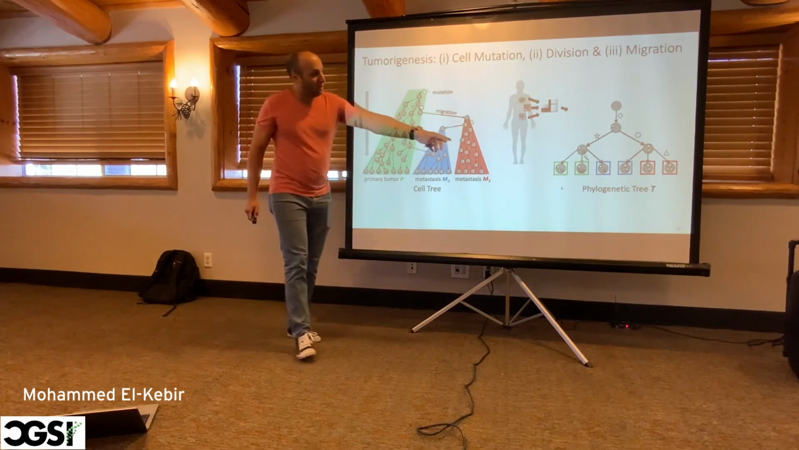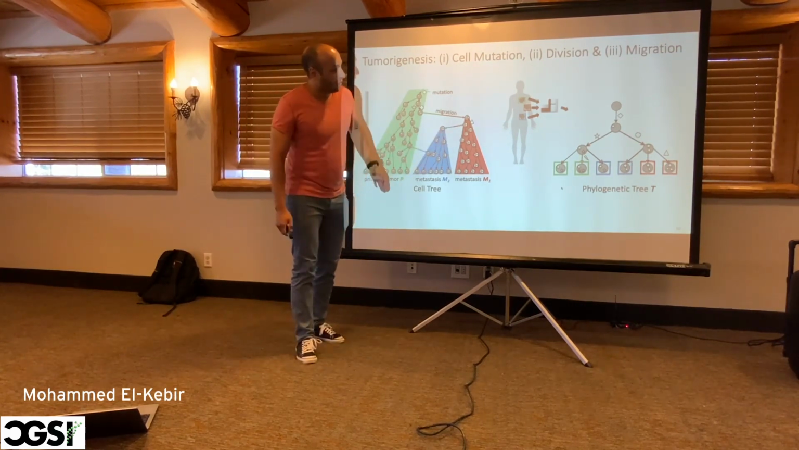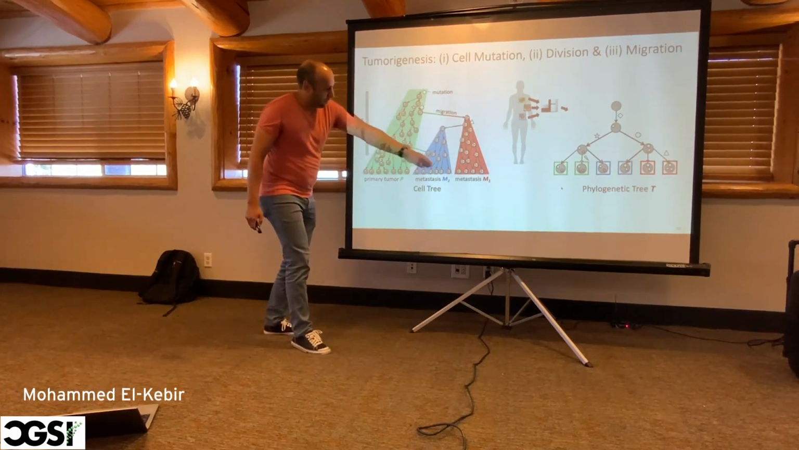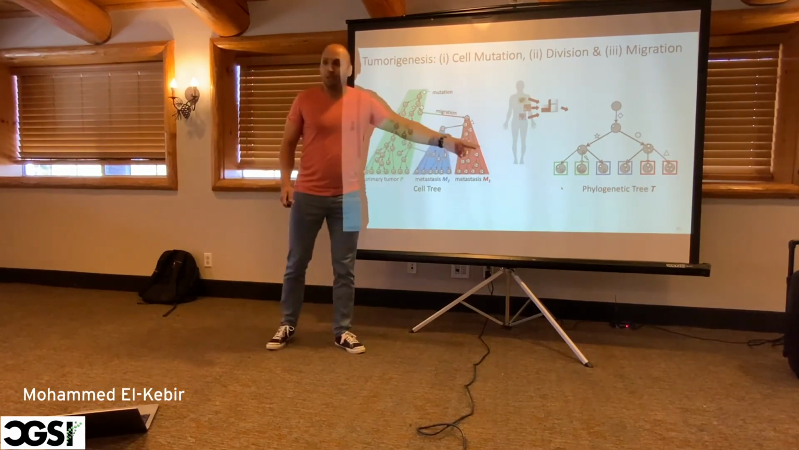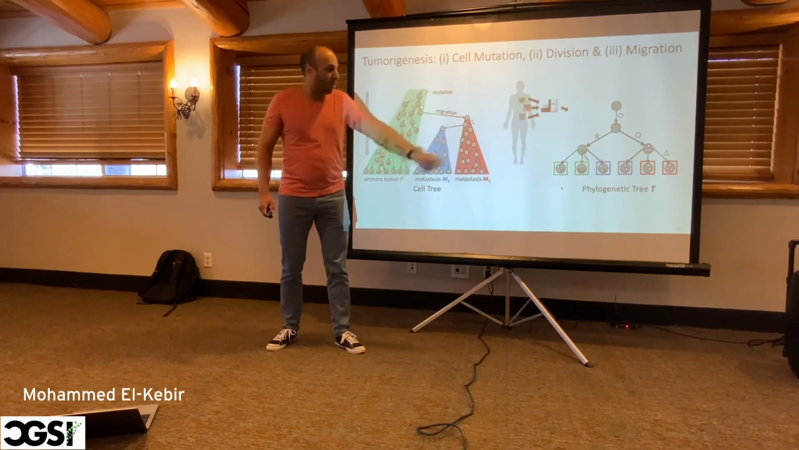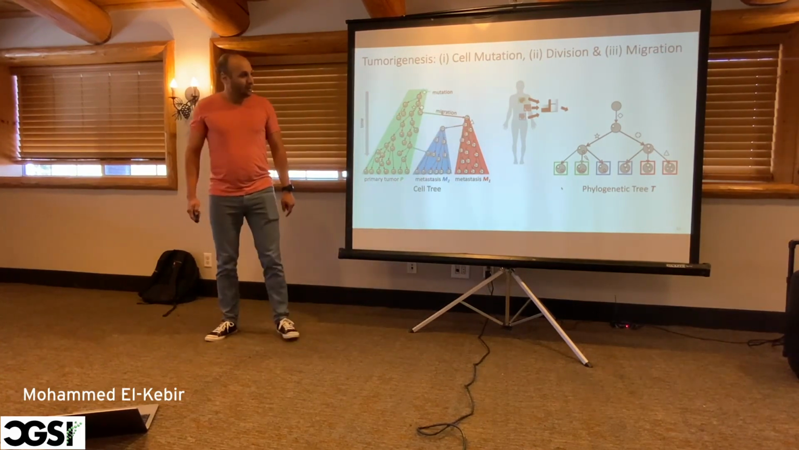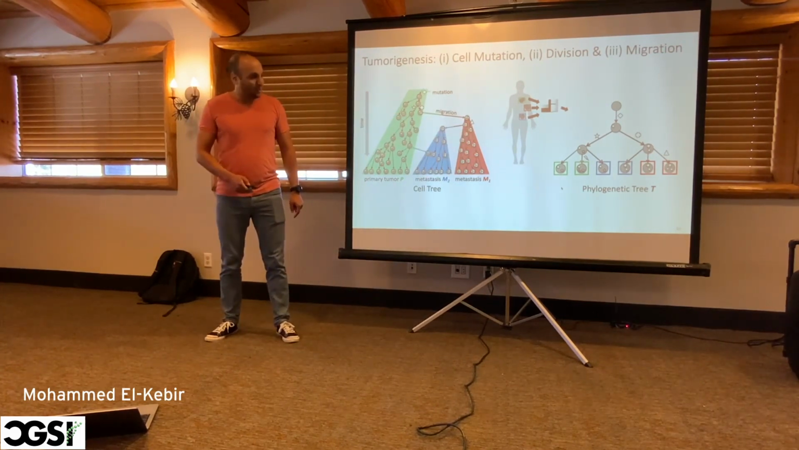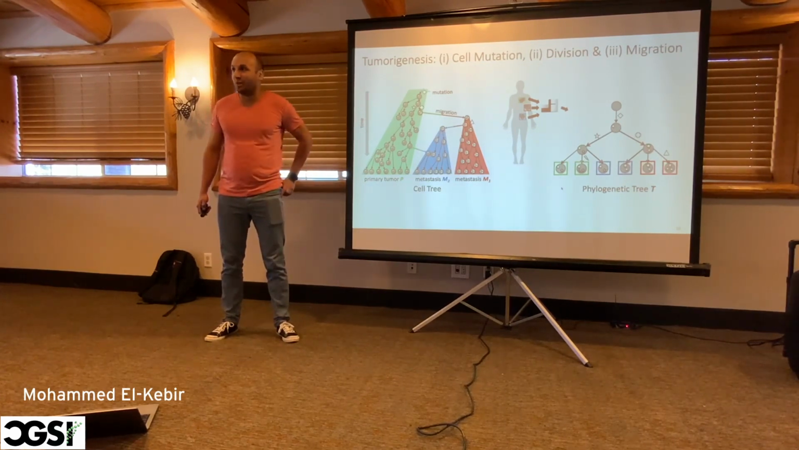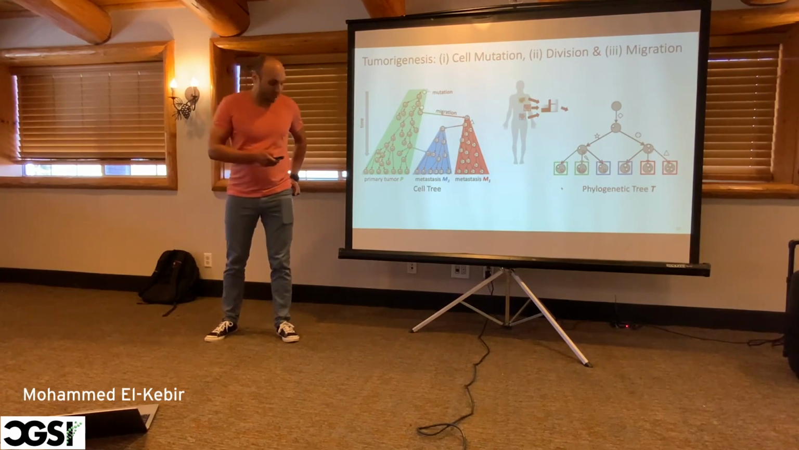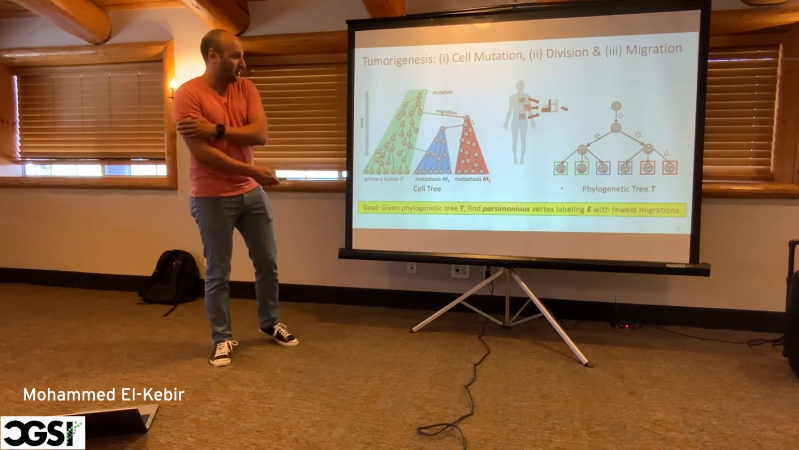So in this phylogenetic tree, the leaves correspond to our measurements, what we observed at the present time. So we know the location of each leaf, that's the colored box that I have over there. And what we're trying to do is infer the locations of the internal nodes. The internal nodes correspond to ancestral clones, ancestral cells. So we don't know their location, so that's what we're trying to infer. Okay? So how can we do this?